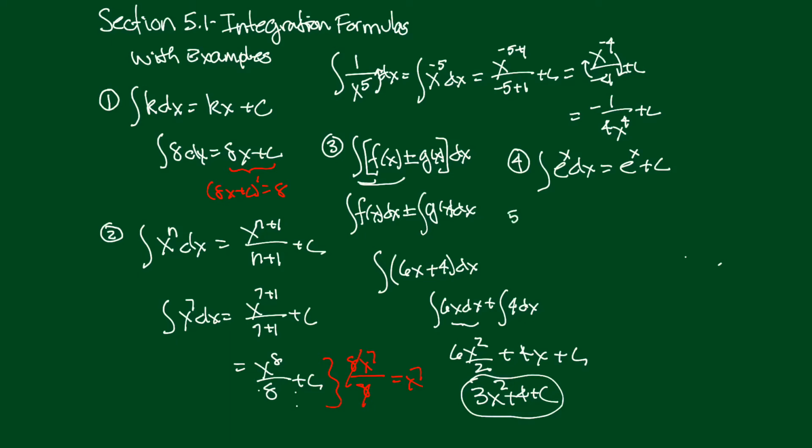And a fifth. If we have this one, the antiderivative, or the integral of 1 over x dx, that gives us the natural log of the absolute value of x plus c. So for example, if I had, say, 3 over x dx, I'm just going to get 3 times the natural log of the absolute value of x plus c.